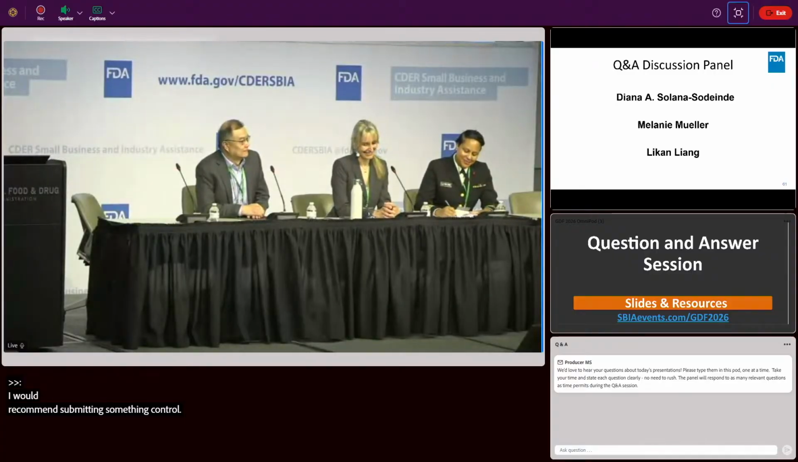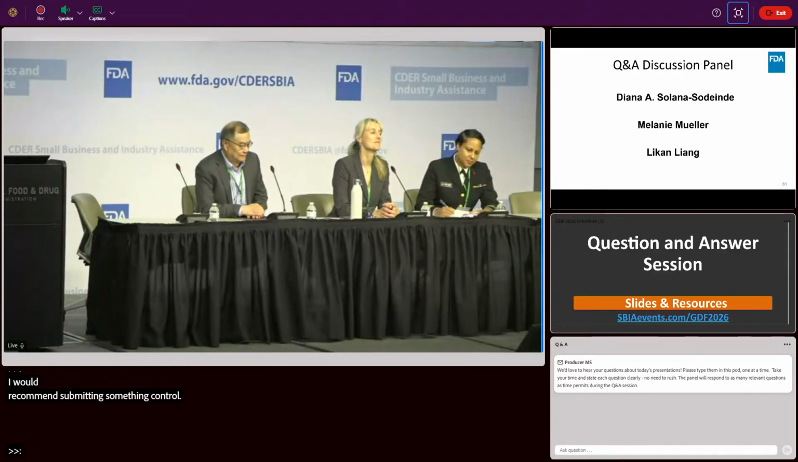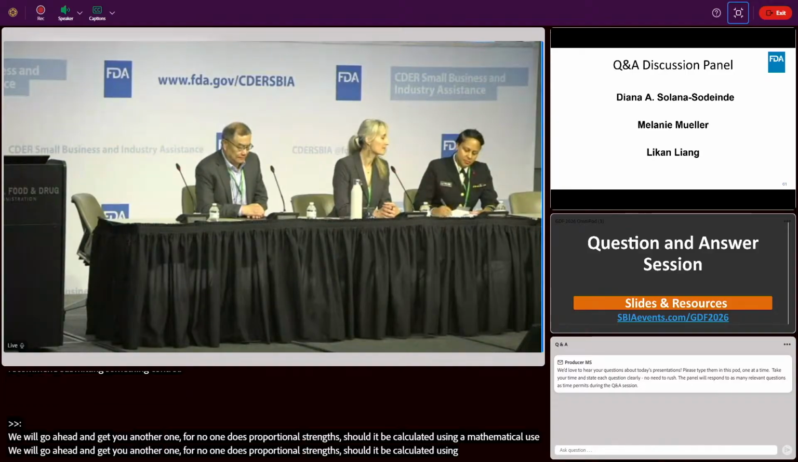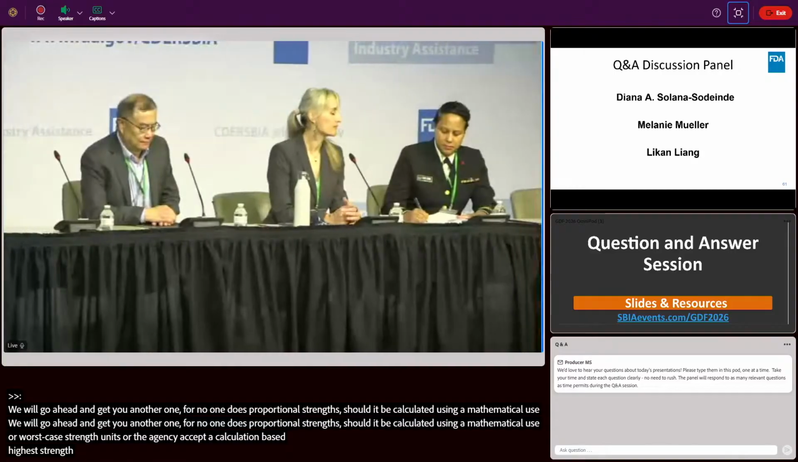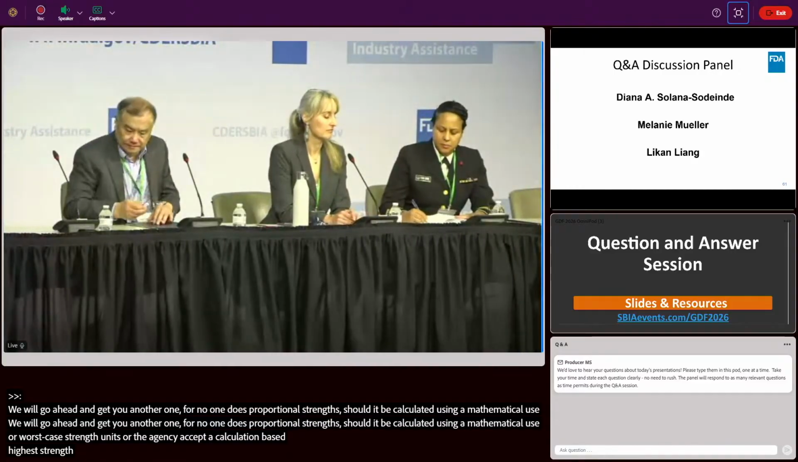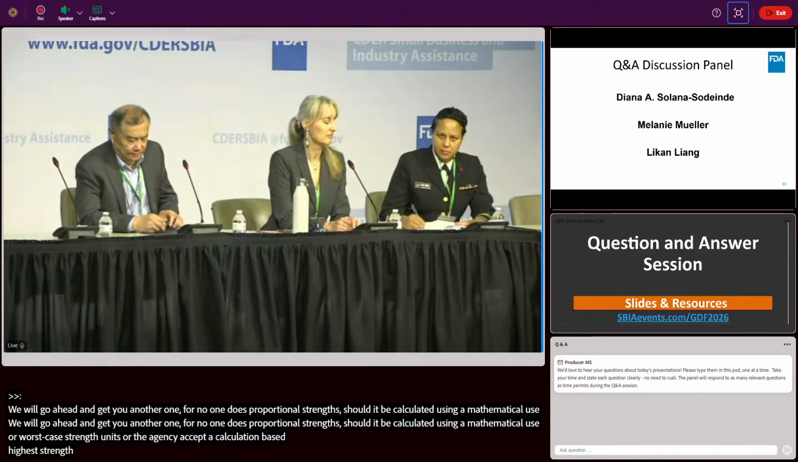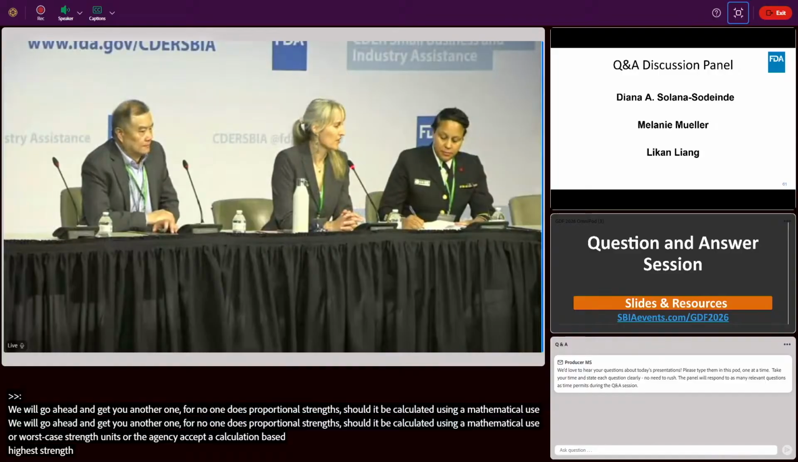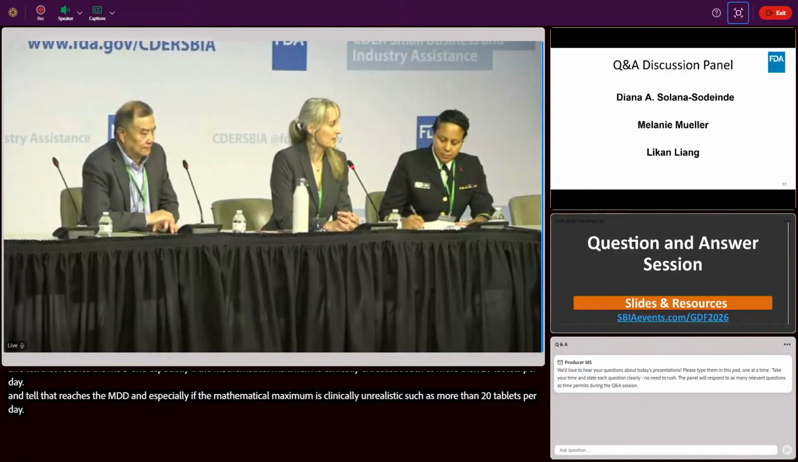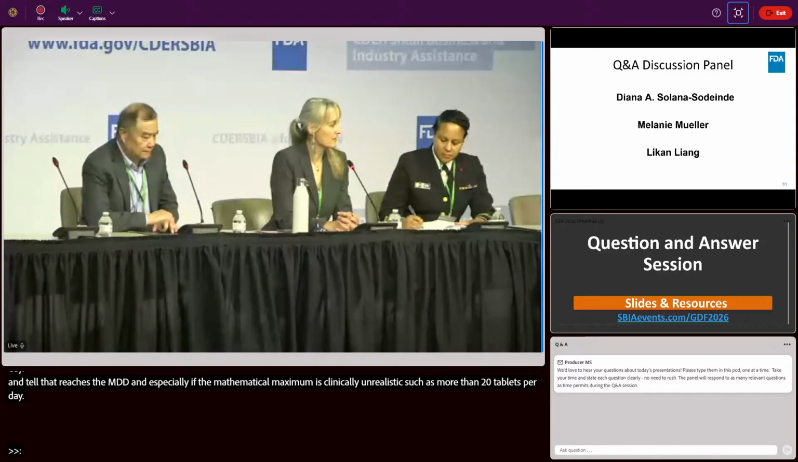Mueller. For non-dose proportional strengths, should the MDE be calculated using a mathematical worst-case pill burden of low-strength units, or will the agency accept a calculation based on the highest strength until that reaches the MDD, especially if the mathematical maximum is clinically unrealistic, such as more than 20 tablets per day? Is the question about calculation of the maximum daily exposure to excipients? That was at the very beginning. Okay, great.